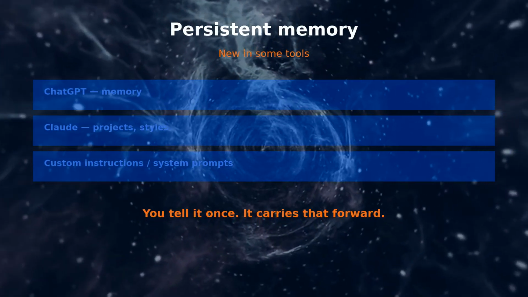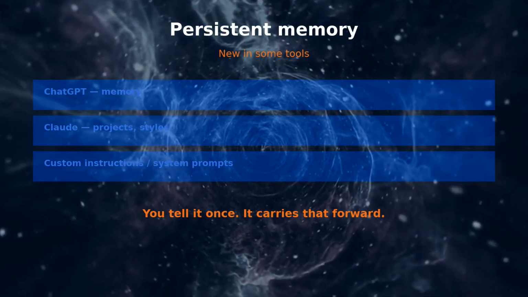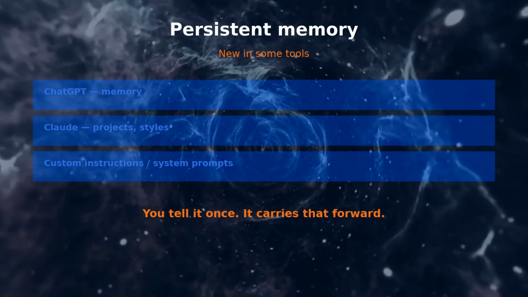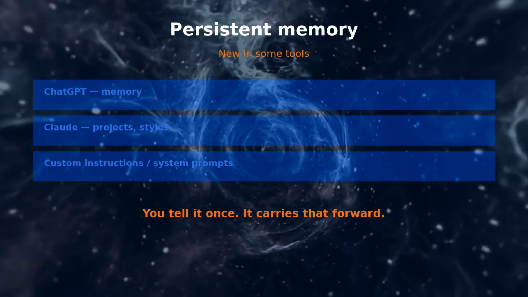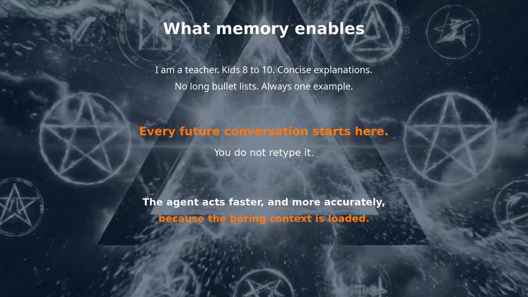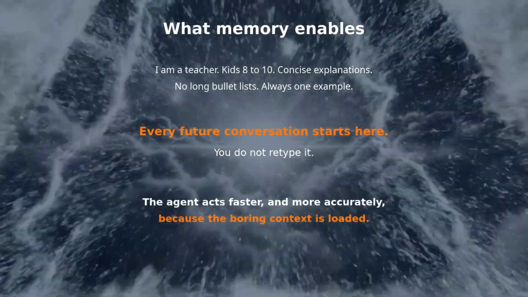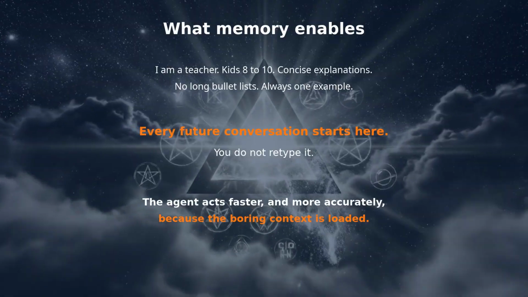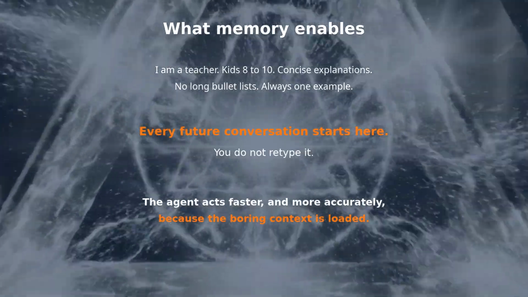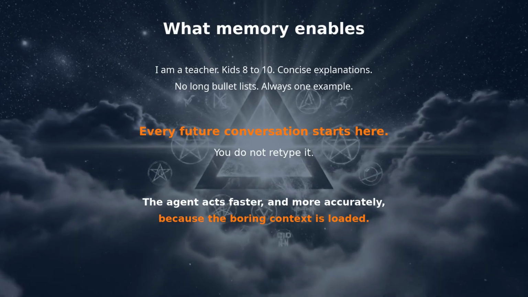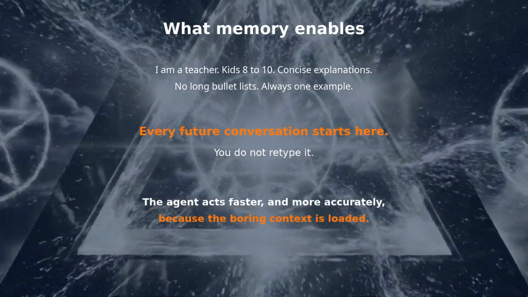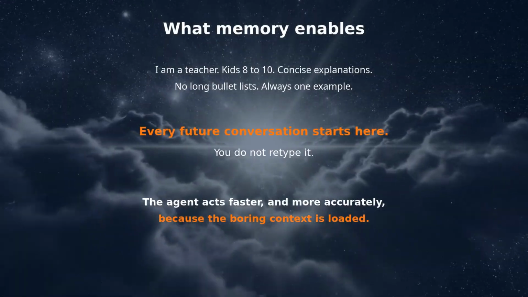What memory enables. Memory lets you tell ChatGPT, I am a teacher. I work with kids ages 8 to 10. I prefer concise explanations. Do not write in long bullet lists. Always show me one example. From that point on, every conversation starts with those preferences. You do not retype them. Memory lets a coding agent remember. This project uses Python 3.12. The style is functional. Tests live in this folder. The deployment target is this server. The agent acts faster and more accurately because the boring context is already loaded.